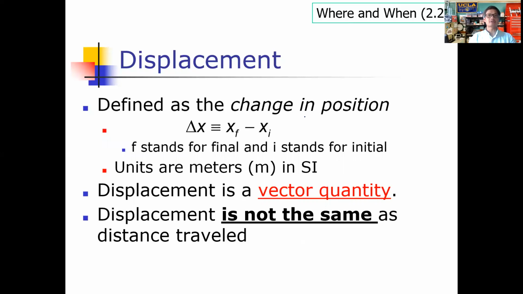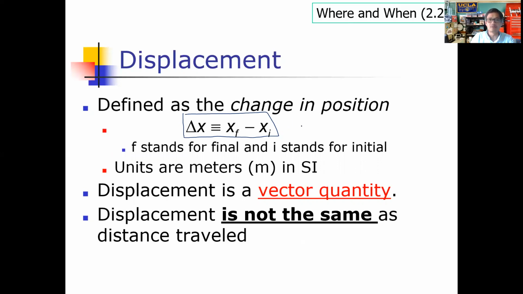We have to indicate the direction in which the object is changing its position. Okay? And so the calculation is exactly the same. How we calculate the change in position, we take the final position and we subtract from that the initial position. However, the only difference now is we have to indicate a direction.